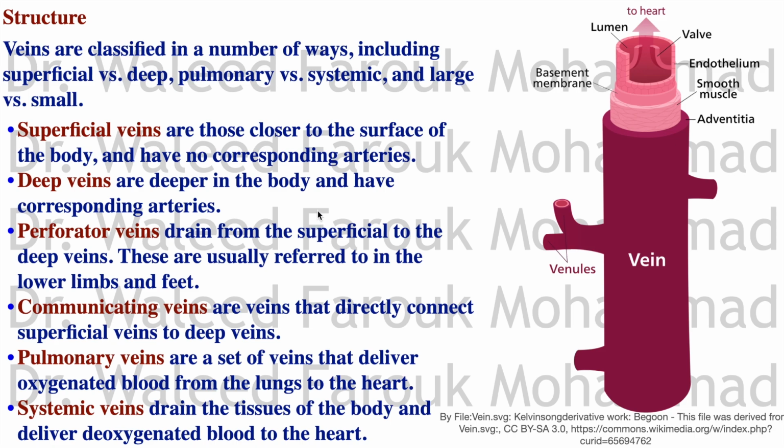Usually they are in the form of venae comitantes. Perforator veins drain from the superficial to the deep veins. They are usually referred to in the lower limbs and the feet. Communicating veins directly connect superficial veins to deep veins. Pulmonary veins, there are four, deliver oxygenated blood from the lungs to the heart. And systemic veins drain the tissues of the body and deliver deoxygenated blood to the heart.